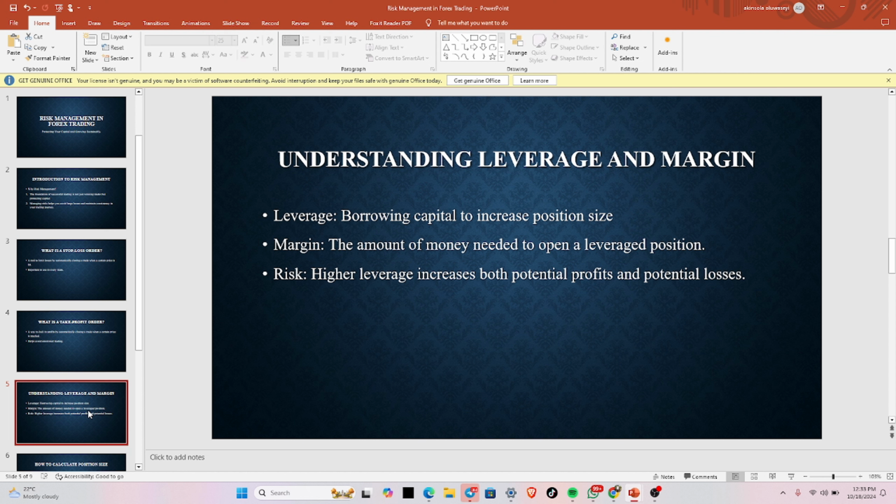So now, take note of this. Higher leverage increases both what? Potential profits and potential losses. So the higher your leverage, the higher you are liable to lose when it comes to the market. And the higher you're also liable to make money when it comes to trading as well, when it comes to the profit aspects of it.